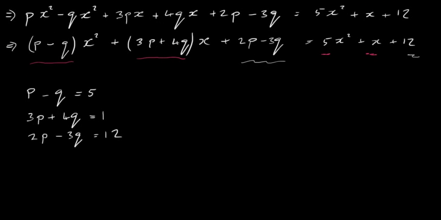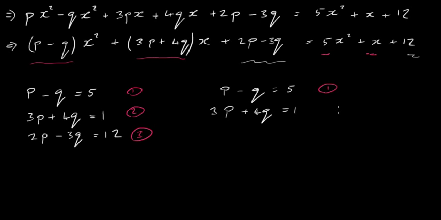Now really I only need 2. So I'll just identify these as equation 1, equation 2, and equation 3. I'm only going to use 2 of them. So I think I'll use the simplest one here, p minus q is equal to 5. And it doesn't really matter, I think I'll use the second one here, 3p plus 4q is equal to 1. So I'm using equations 1 and 2.